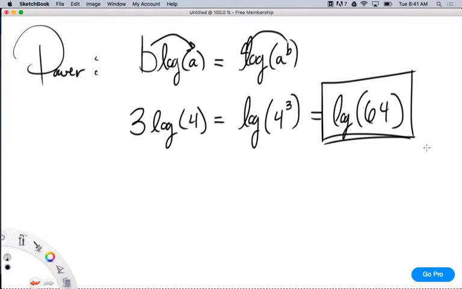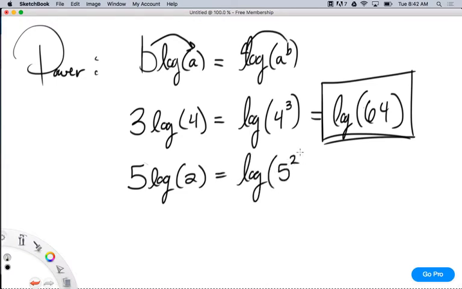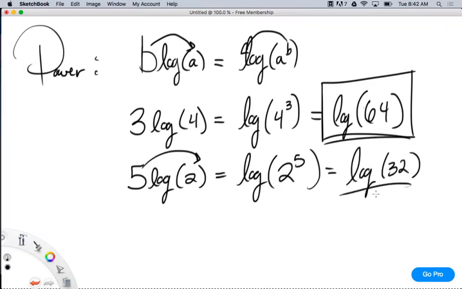Okay. Do another one. 5 log 2 equals log of 5 to the 2nd power. Or I'm sorry. See, look, I just made a mistake. It's not 5 to the 2nd, it's 2. This becomes the exponent, 2 to the 5th. Don't make the mistake that I just made. 2, 4, 8, 16, 32. This becomes log of 32. And you're done. Any questions on these?